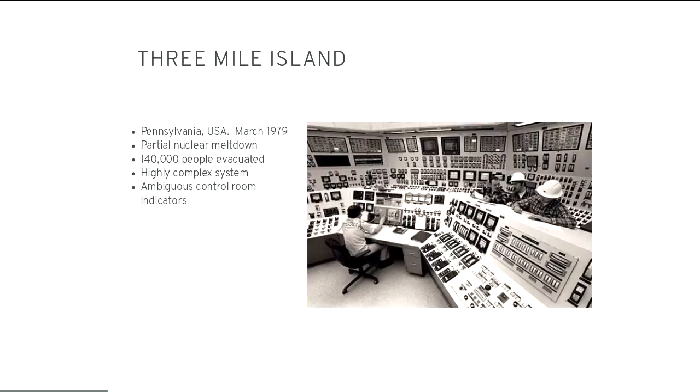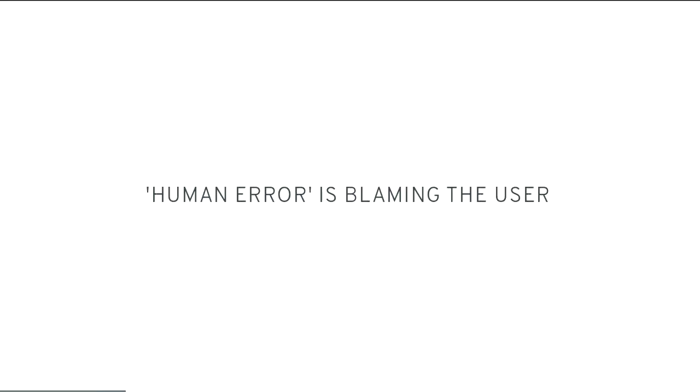So they were like, oh, okay, human error. The operators didn't know what to do, they did the wrong thing, or whatever the wrong thing was. So they partially attributed this to human error. So I want to talk about human error. Human error is just blaming the user, right? Maybe blaming is a strong word, but it is.